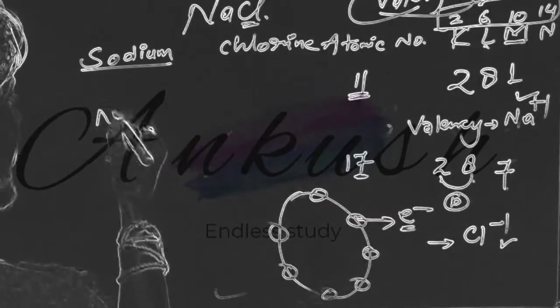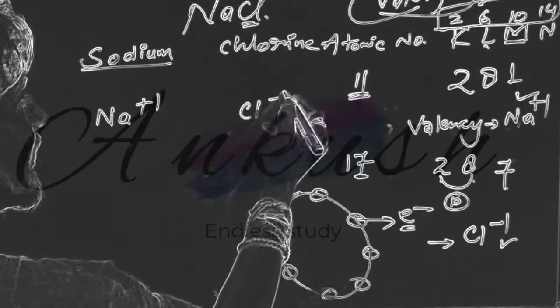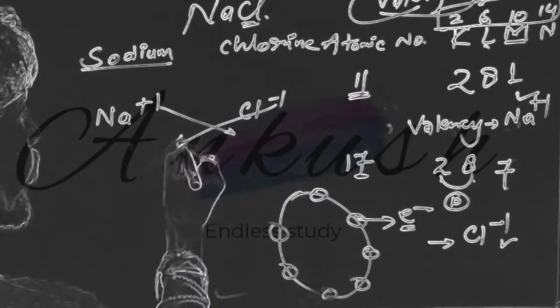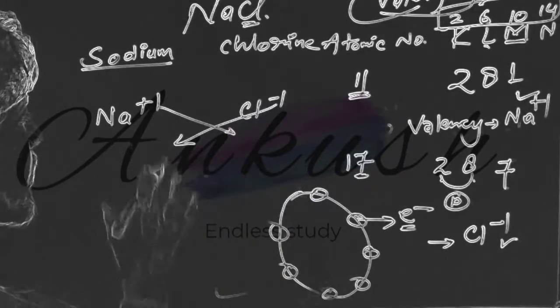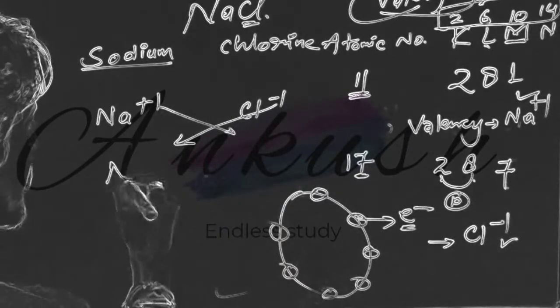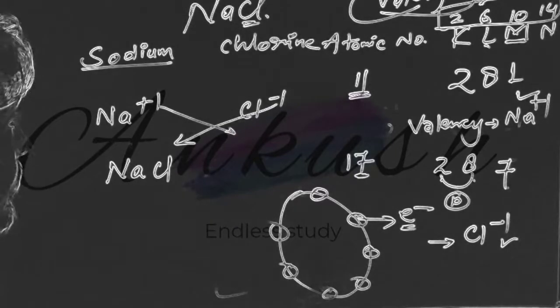Symbol of sodium, that is Na +1. Chlorine, Cl -1. The valency gets exchanged. When we make chemical formulas, the valencies are exchanged. So here is 1. So we can simply write it NaCl. No need to mention here 1.